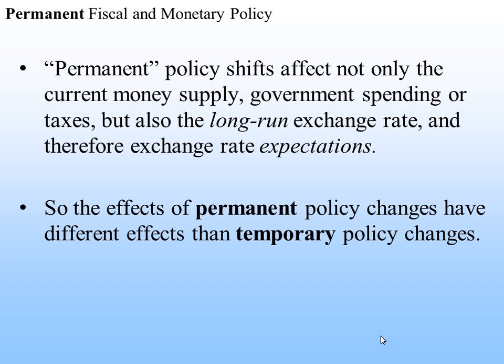Did you kind of follow that argument? I think I have it written up here. So permanent policy shifts affect not only the current money supply that we just looked at, not only current government spending or taxes, we just looked at an example of government spending, but they also affect the long-run exchange rate, and market participants know that. So they affect exchange rate expectations. Because permanent policy changes affect expectations, they can have different effects than temporary policy changes.